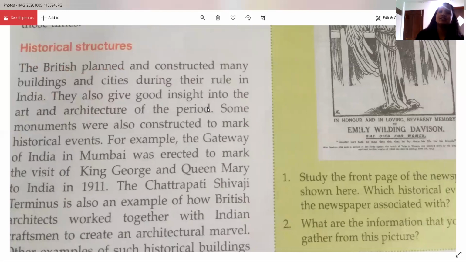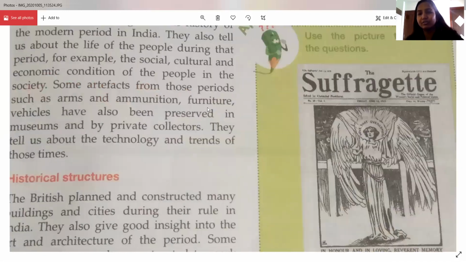Now, what is historical structure? So, structures are buildings or anything that is built by humans, especially during a period of history when a special event was taking place. That is what we call as historical structure. Now, one of the best examples of historical structure is the Gateway of India in Mumbai. We saw the picture of Gateway of India.